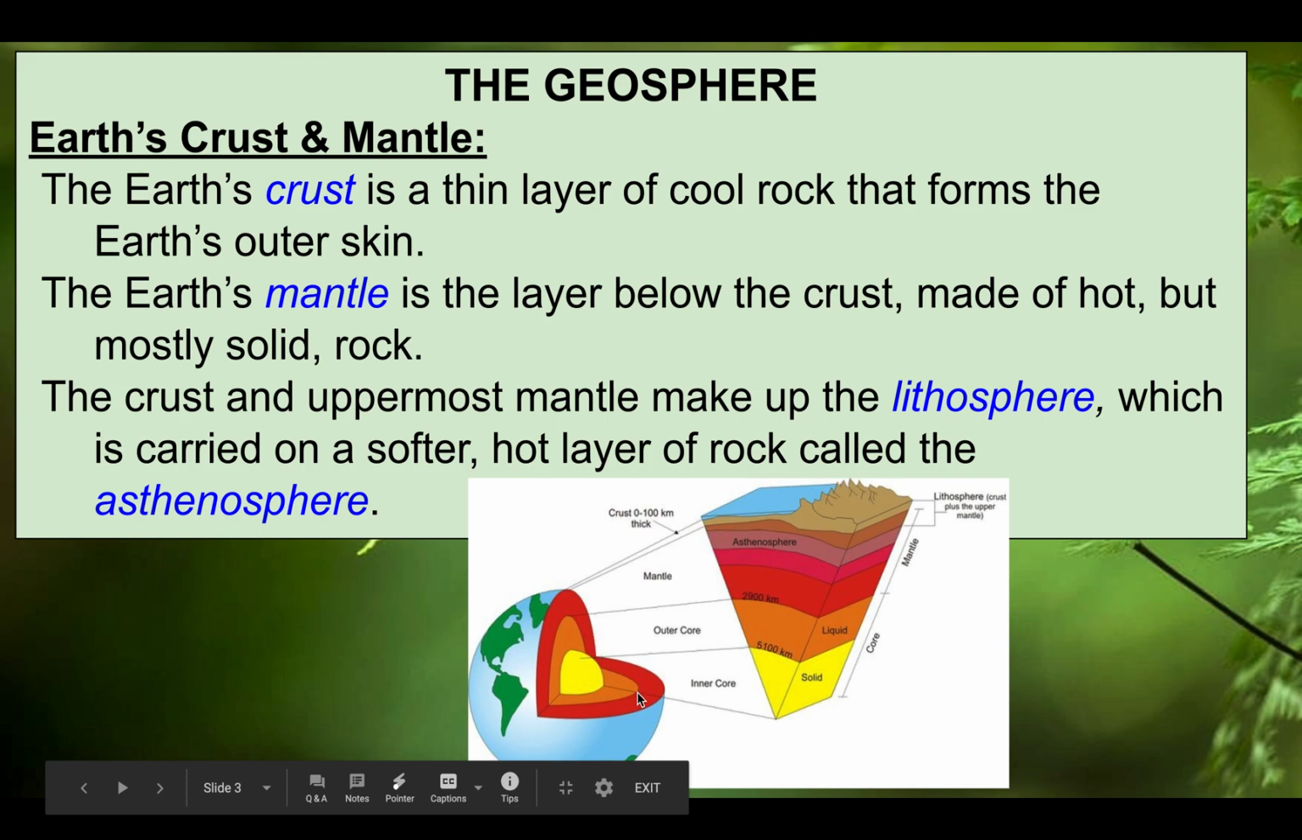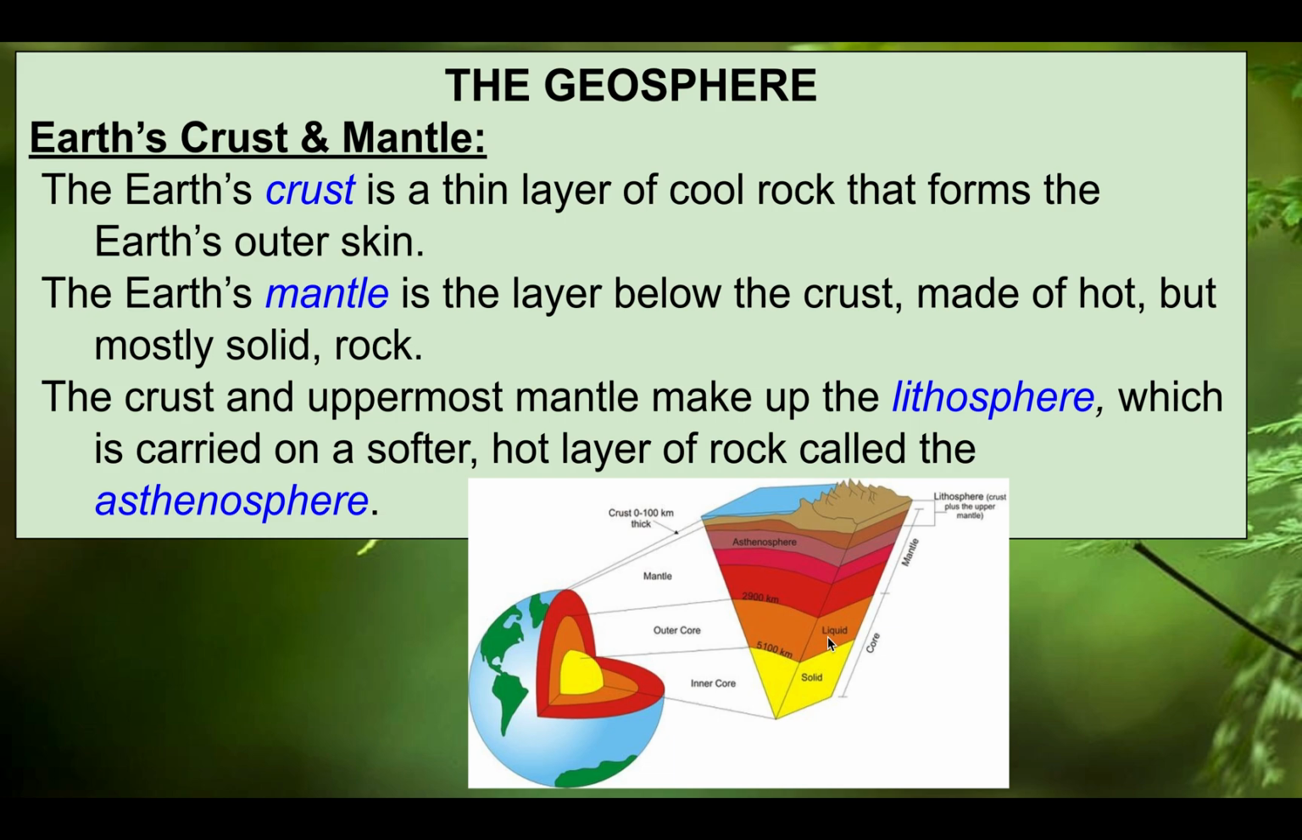This is solid. The crust and the uppermost mantle make up the lithosphere, which is carried on a softer, hot layer of rock called the asthenosphere. So here's the asthenosphere here. This maroon color. And then the lithosphere is the crust and the upper mantle. So it's these pieces right here.